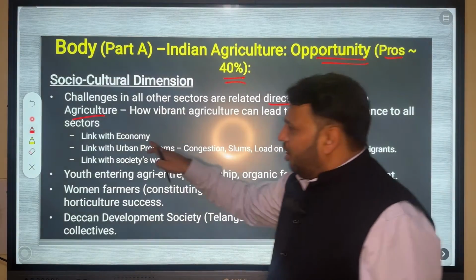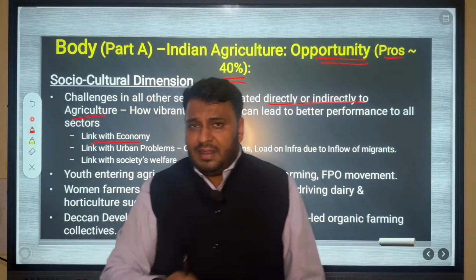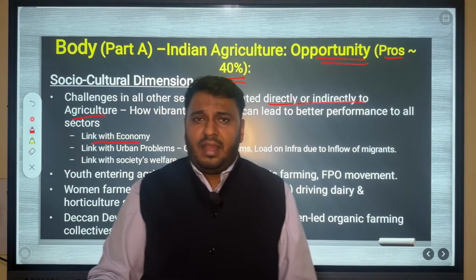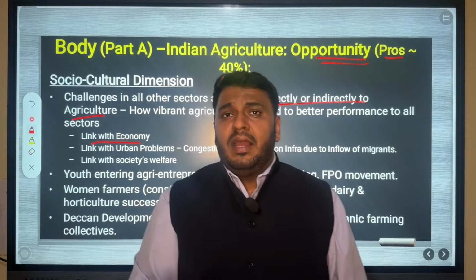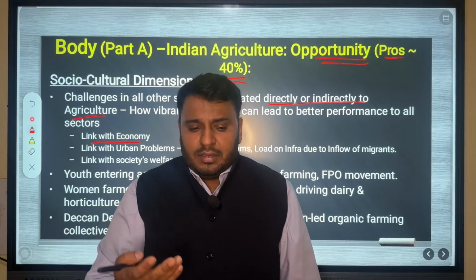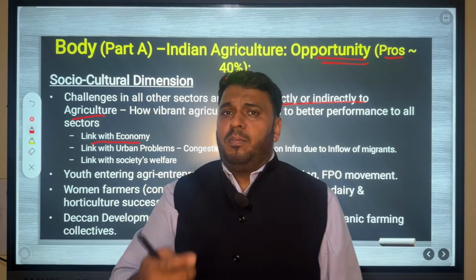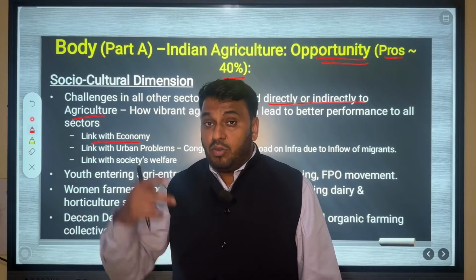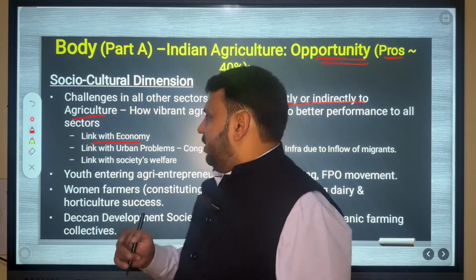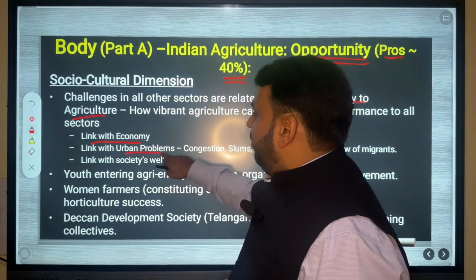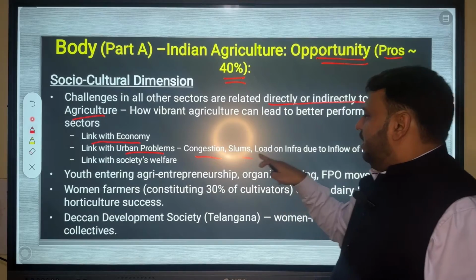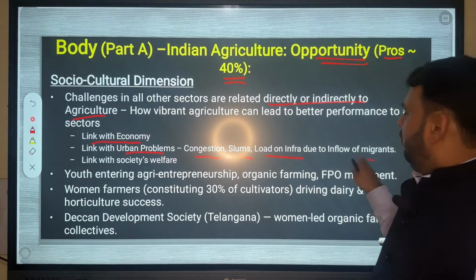Link it with the economy. Talk about how, if our agriculture sector is doing good, we can take the example of COVID times, wherein we observed that it was the only sector which performed above average and did better than the remaining two sectors. Can link it with urban problems. Talk about congestion, slums, load on infrastructure due to the inflow of migrants.